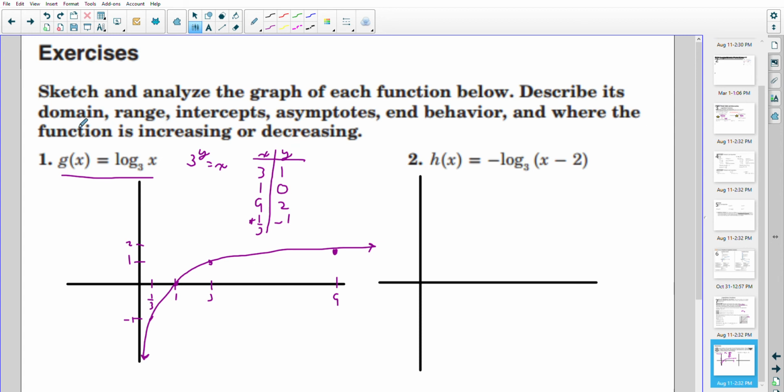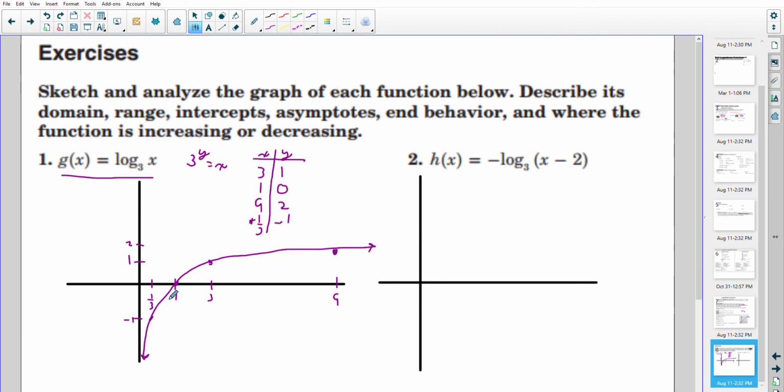Now, very quickly talking about the domain and range. The domain is going to be all real numbers greater than 0 to infinity. The range is going to be all real numbers. Intercepts: only (1, 0). Asymptote is x equals 0. And that's it, because this is going to go to infinity, but it's going to hit all of them. And right end behavior, as x goes to infinity, your y is going to go to infinity.